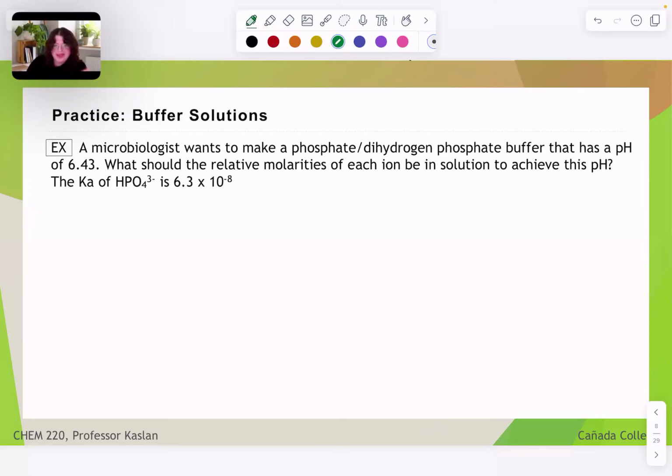And the way that I want to start is I want to think about this value, the Ka. So this is implying that this undergoes a weak acid dissociation, right? If I'm given a Ka value for the dihydrogen phosphate ion, then that's the weak acid.